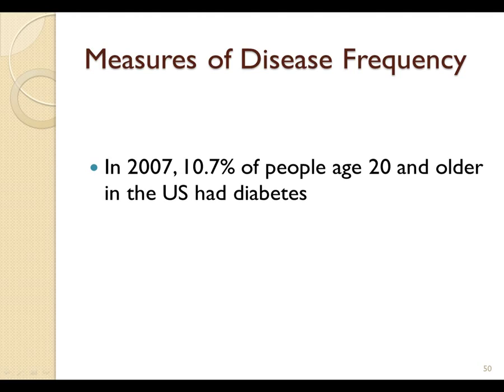Now, what measure of disease frequency are we examining here? This is prevalence. Now, why do we consider prevalence? Because we are only looking at the number of people who had the disease at that time point. We're not looking at the number of new cases. This here is considered a crude point prevalence. It encompasses all individuals in the United States with diabetes, regardless of any demographic differences.